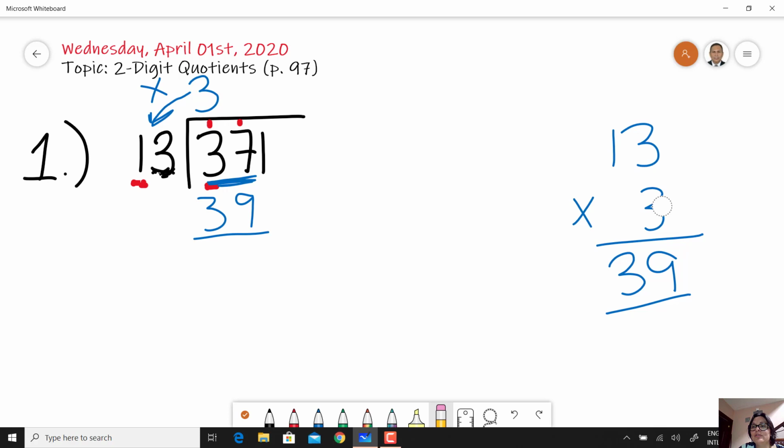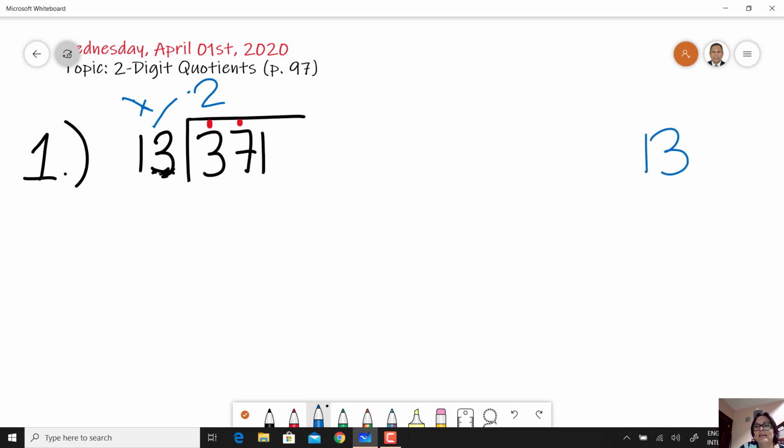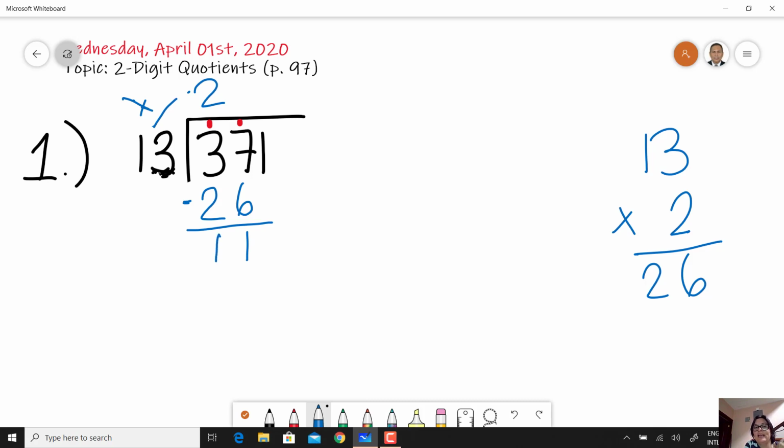So that means that you have to use a number less than 3. So let's try with number 2. So you have to multiply 2 times 13. Let's do it. 13 times 2. 2 times 3, 6. 2 times 1, 2. So let's use 26 in here. And now we have to subtract. 7 minus 6, 1. And 3 minus 2, 1. 11 is less than 13, so it's okay.